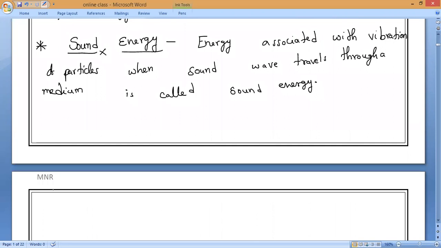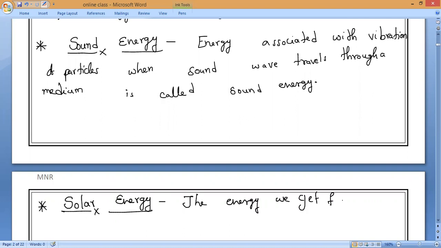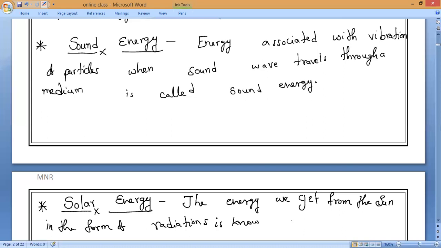Okay. Next. Solar energy. Please tell me what you know about solar energy, which is coming from where at least. Solar energy coming from where? Sun, sir. Sunlight. Right. The energy we get from the sun in the form of radiations is known as solar energy.